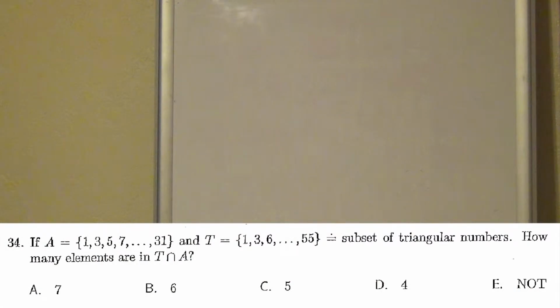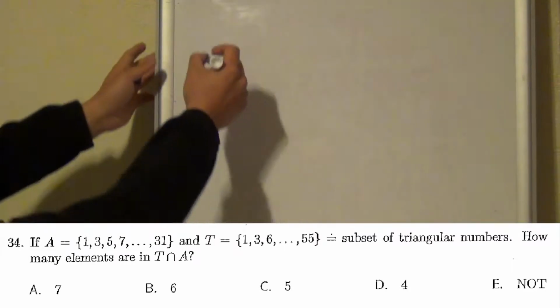Alright, this one's kind of tricky here. We got number 34. If A is the set containing 1, 3, 5, 7, ... 31, we look at that right away and we see that's the odd numbers between 1 and 31 inclusive. And T equals {1, 3, 6, ... 55}, a subset of triangular numbers.